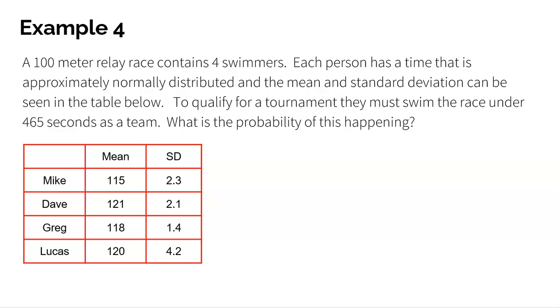A 100-meter relay race contains 4 swimmers. Each person has a time that is approximately normal. That's huge. That means if I combine them, the total will also be normal. Now, to qualify for a tournament, they must swim the race under 465 seconds.